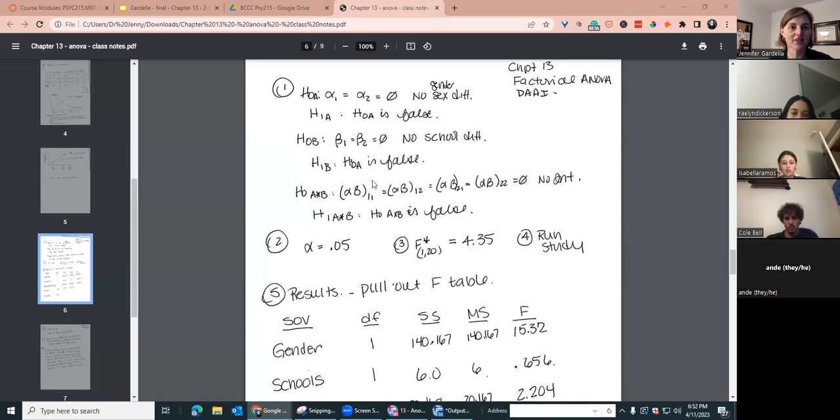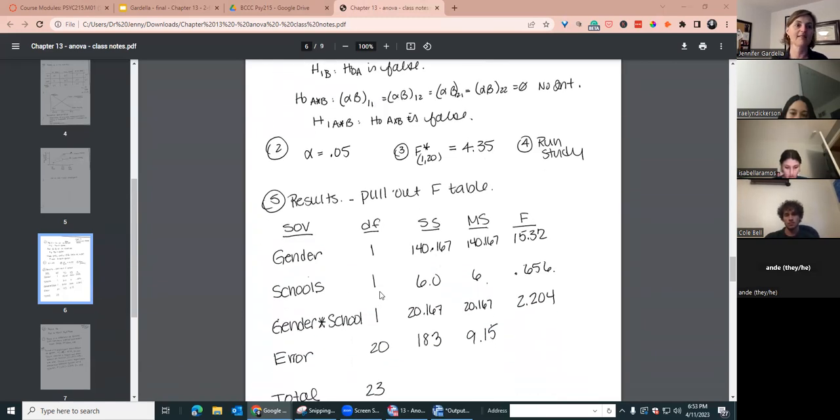And then there's an interaction piece. So this whole big thing means all the cells are equal. All the cell means are going to be equal. There's no interaction. H sub 1 of the interaction is that H sub 0 of the interaction is false. But write in your notes, alpha sub B 1 1, alpha sub B 1 2, alpha sub B 2 1, and alpha sub B 2 2. Those are all cell means.